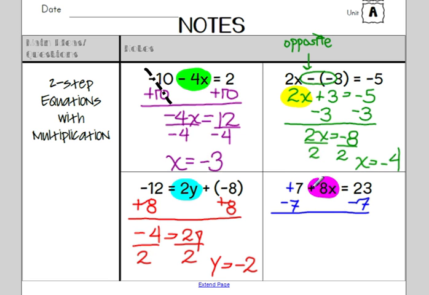So the 7s would eliminate, so we would be left with a positive 8x is equal to 23 minus 7, which would give us 16. We need to undo this multiplication, so we're going to divide by 8. So x would be 2.